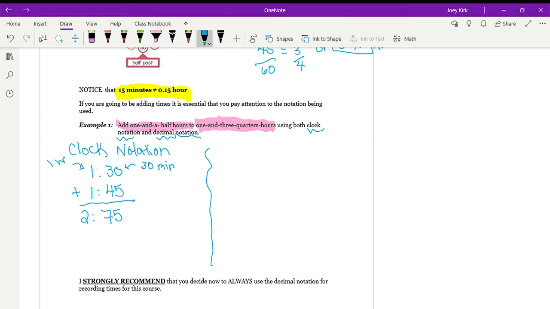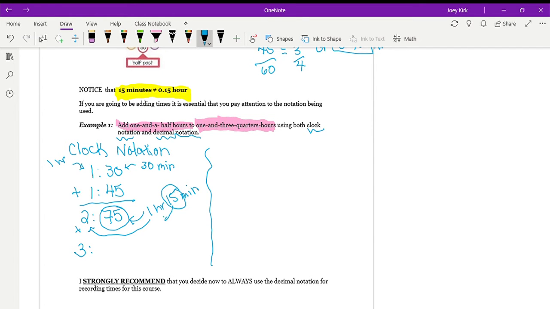Now this is a problem because that's more than an hour, right? That's actually 1 hour and 15 minutes. So this can't be our final answer. We have to take that hour out and add it to our 2 hours, right? So now we've got 3 hours and then we have this 15 minutes left over.